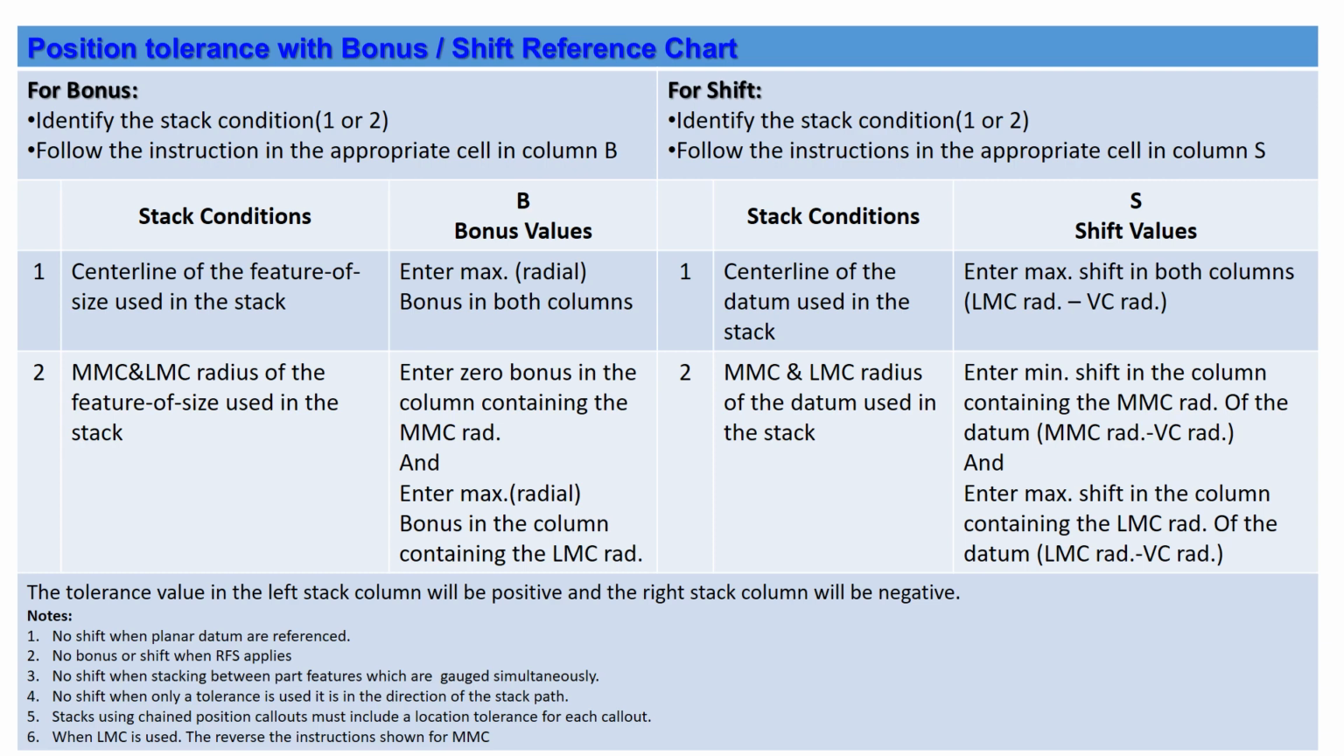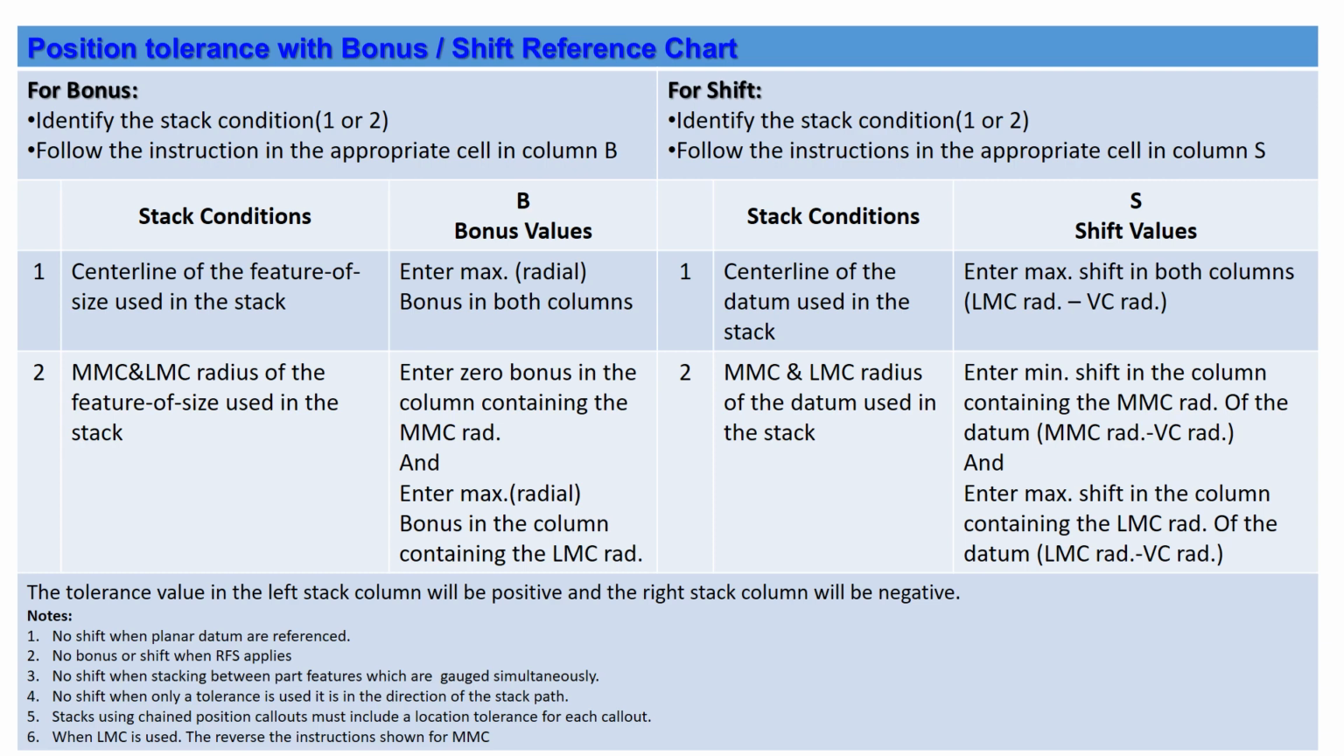Position tolerance with the bonus and shift reference chart. First we should identify the stack condition, whether it is 1 or 2, and follow the instruction in the appropriate cell in column B. For bonus, condition 1: if the central line of the feature of size is used in the stack, then enter maximum radial bonus in both columns.